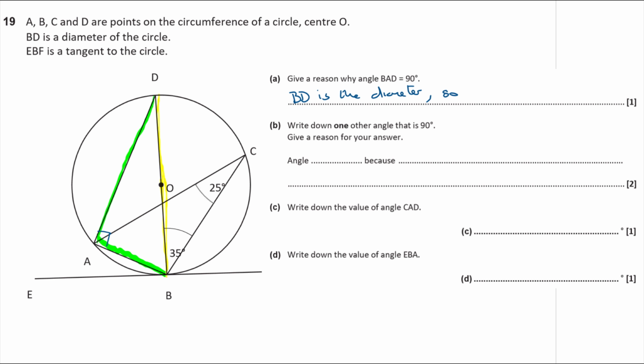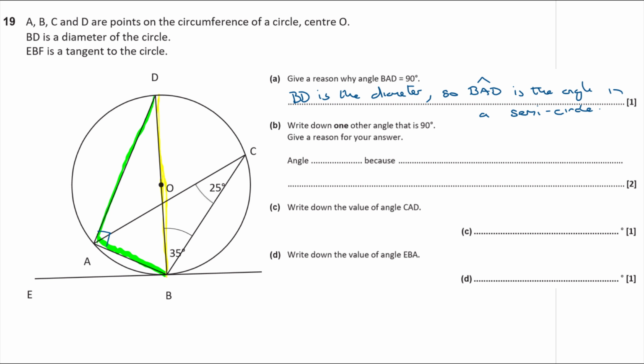So BAD is the angle in a semicircle, which makes it 90 degrees. Okay. Write down one other angle that is 90. Give your reason for your answer. Well, which other angle is going to be 90?